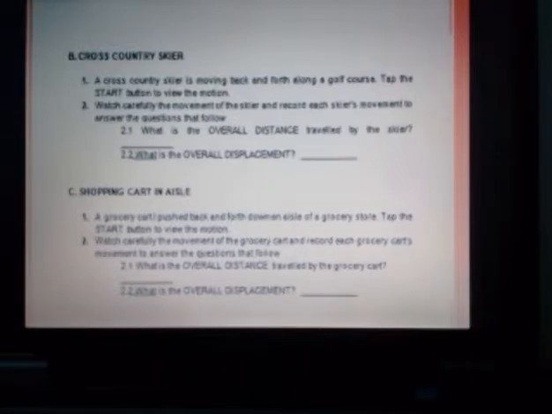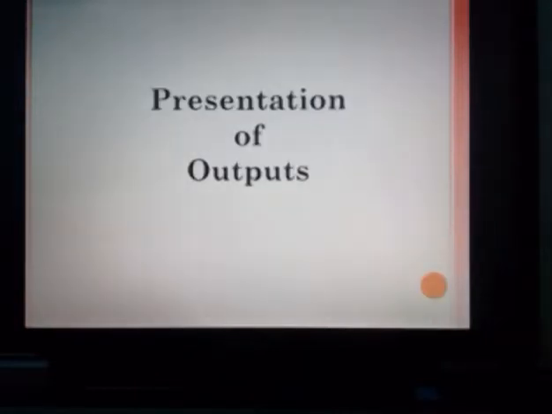For letter C, shopping cart in aisle. A grocery cart is pushed back and forth down an aisle of a grocery store. Tap the start button to view the motion. Watch carefully the movement of the grocery cart and record each grocery cart's movement to answer the questions that follow. What is the overall distance traveled by the grocery cart and the overall displacement? You are required to present your group outputs.